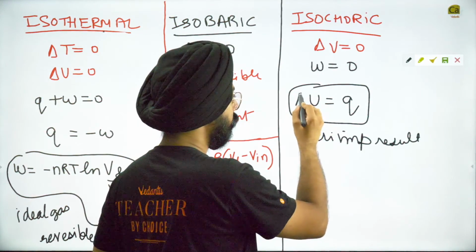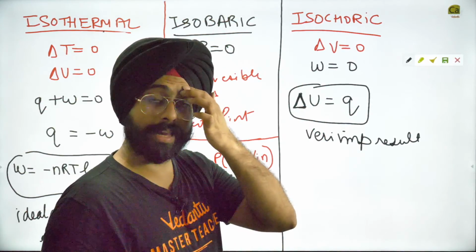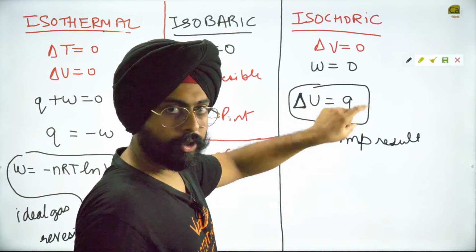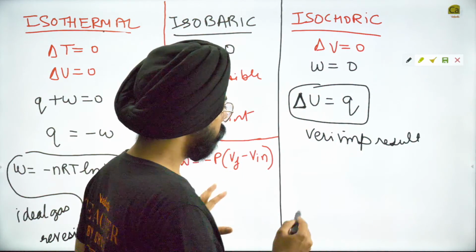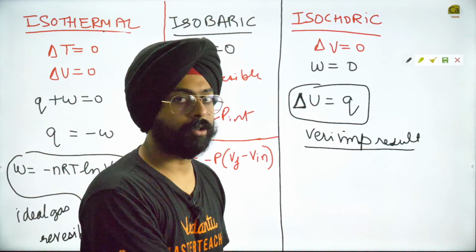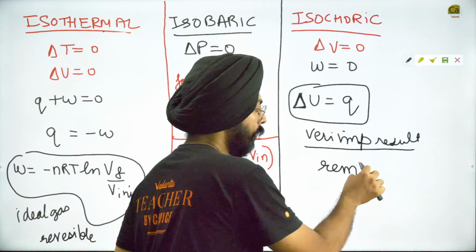Yeah, it's a very important result. If my volume is constant, then the heat given to the system is equal to delta U. Now, I am saying it is a very important result. Why is it important? That will be revealed in the next class. This is something that you have to remember. Just remember it for now.